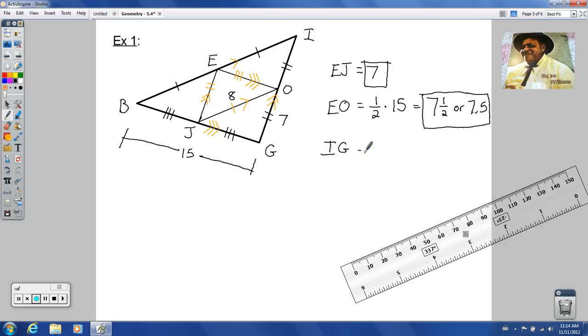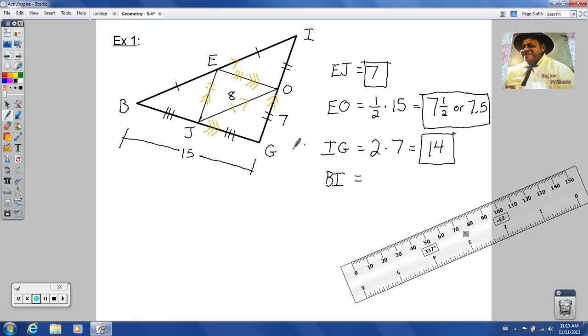What is IG? IG is equal to, well, this whole thing from here to here. We already discussed this, but this is 7, this is 7. Twice of 7, 2 times 7 is 14. You'll notice none of these have units up here, so I'm not including units here. If they had units, I would definitely want to include that.